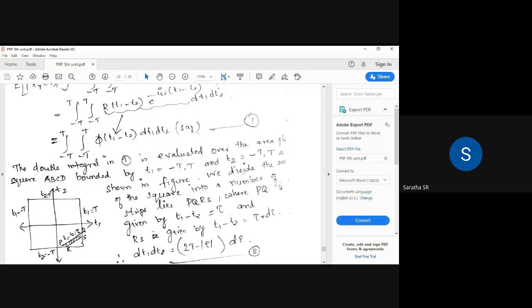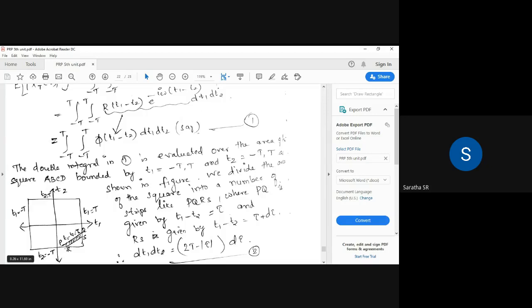Then we divide the area of the square into a number of strips PQRS, where PQ is given by, we have to calculate the area only for t1 minus t2. We take the strip like this, t1 minus t2. If we subtract, we may get a negative value; we are assuming like that. Generally we take the time difference as tau only. So here also we take the time difference as tau only. So we take the PQ value as t1 minus t2 equal to tau.